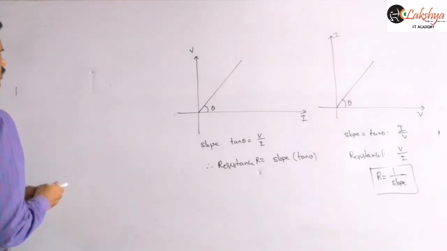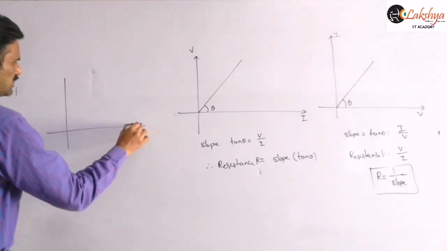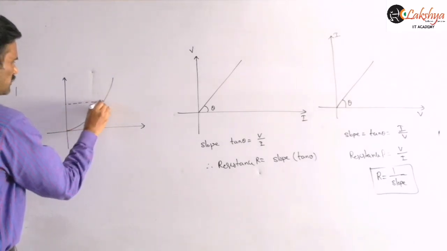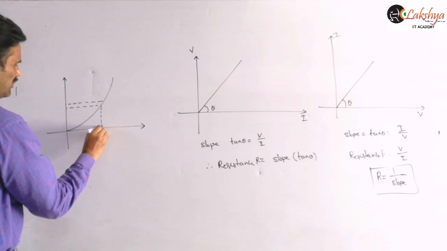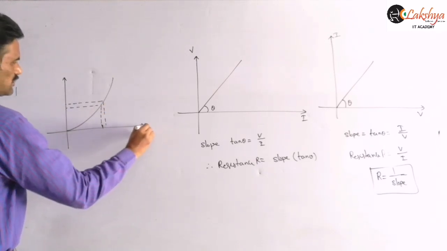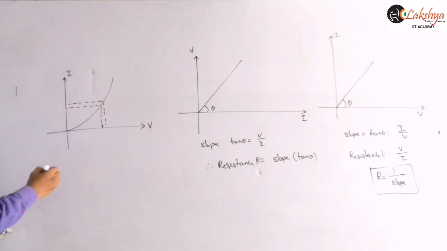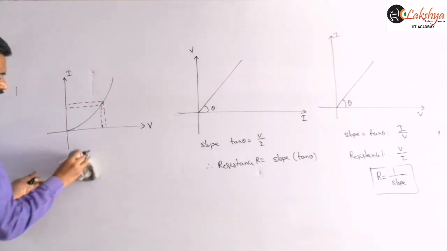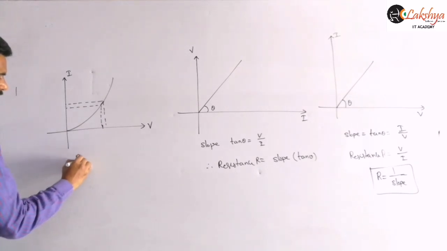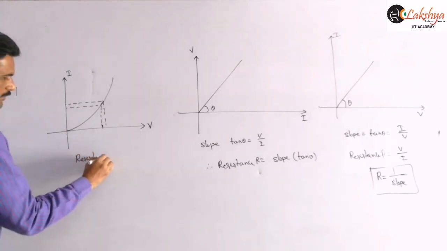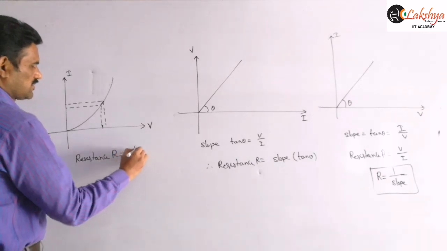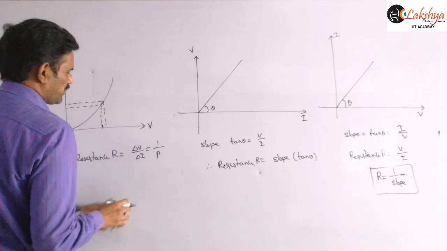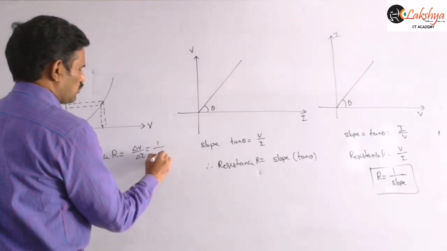And actually for the non-ohmic conductors also we define the resistance like that, which we call dynamic resistance. We can calculate it by taking small elements like this. This is V and this is I, suppose I am writing here. Then the slope I can write, the resistance R is equal to delta V by delta I, which is the reciprocal of the slope at that point. Now here slope is variable.